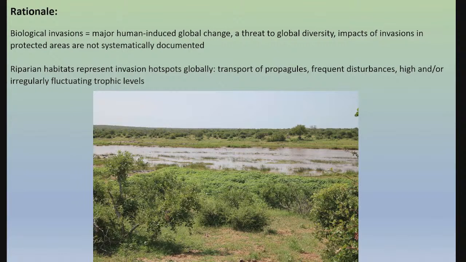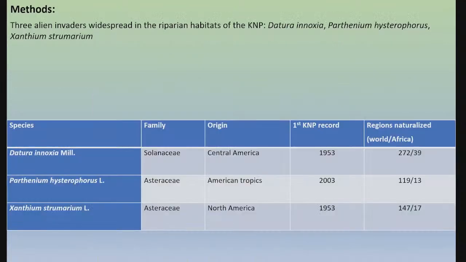Further, riparian habitats represent a hotspot of invasion from the habitat perspective at the global scale, maybe because of the rapid propagule pressure or the massive disturbances induced by the flooding river, or by the constantly high or irregularly fluctuating trophic levels. For this reason, we focused on three invasive aliens widespread in the riparian habitats of the Kruger National Park, which are Datura inoxia, Parthenium hysterophorus, and Xanthium strumarium.